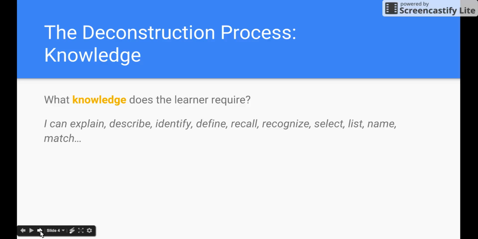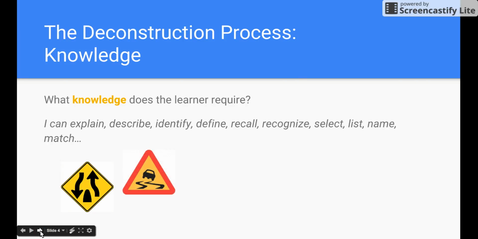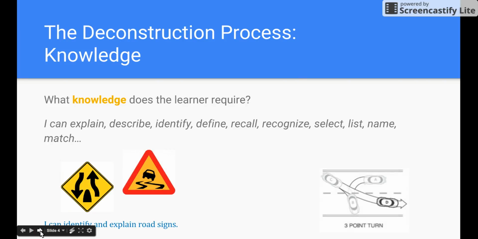The first step in the deconstruction process is to consider what knowledge is required by the standard. At this level, students would be learning specific facts and defining vocabulary. Knowledge objectives for learning to drive a car would include identifying and explaining road signs and listing the steps for completing three-point turns.